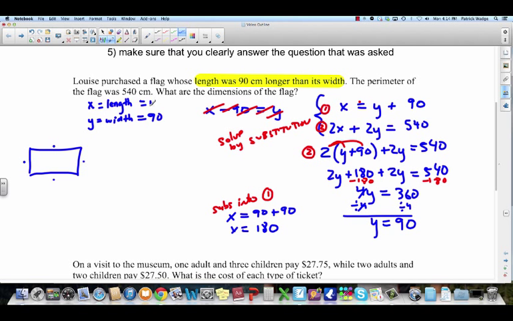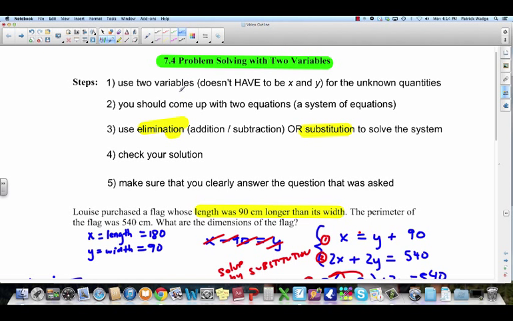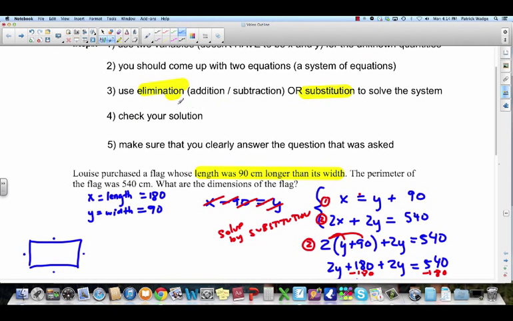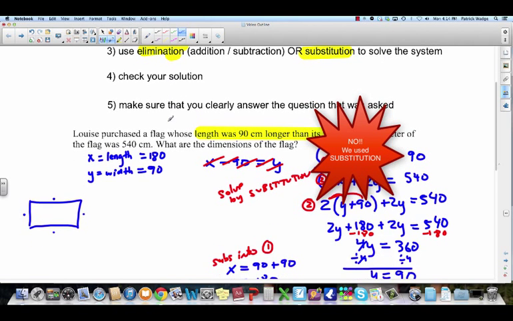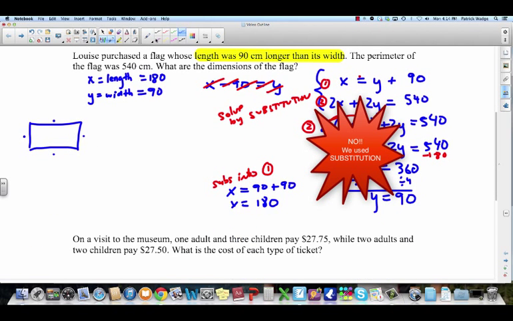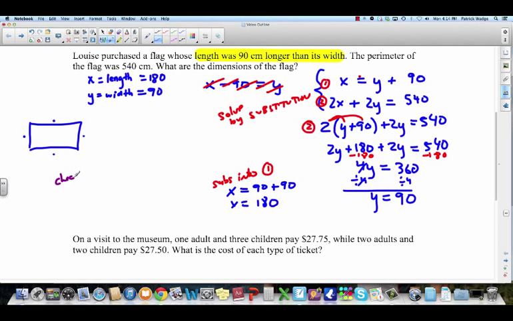The length is 180. So have we done all the steps? Well, we used two variables. We came up with two equations. Yeah, there they are. We used substitution in this case. We still need to check our answer. Okay, well, let's do that. Let's check our answer. Check.